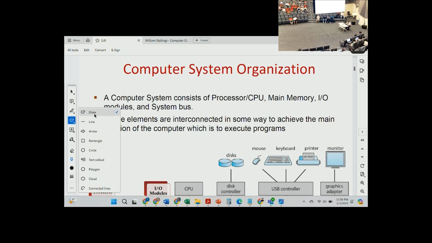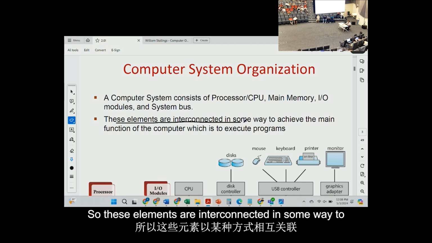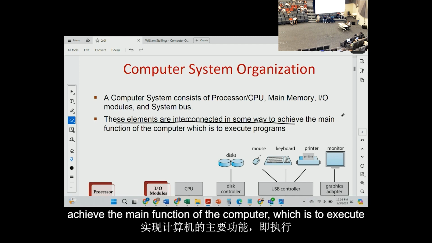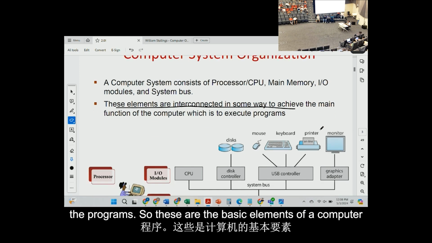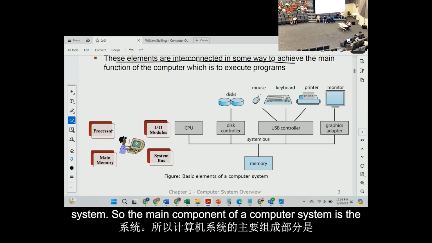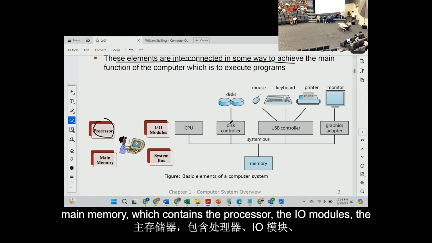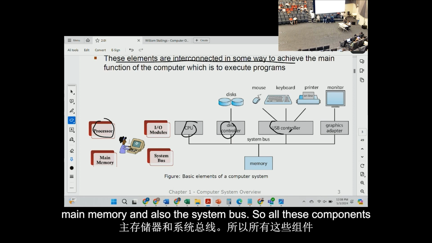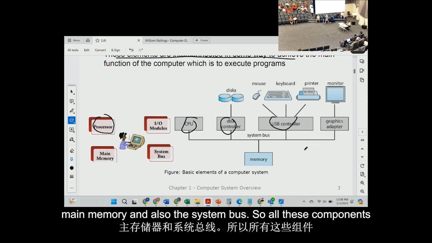These elements are interconnected in some way to achieve the main function of the computer, which is to execute programs. So these are the basic elements of a computer system: the processor, the IO modules, the main memory, and the system bus. All these components are interconnected with the system bus.